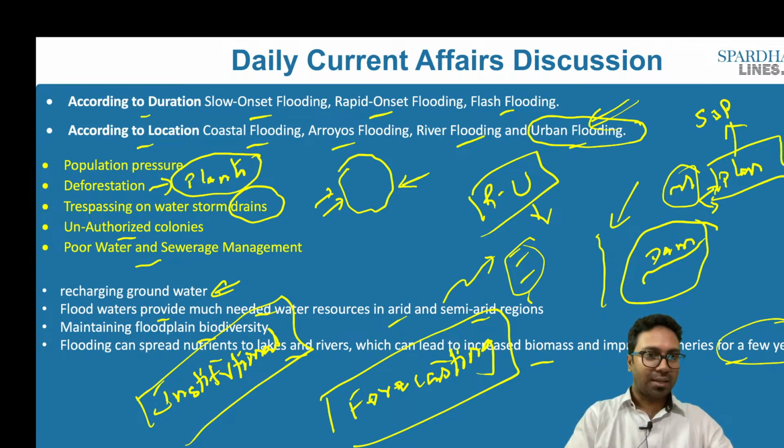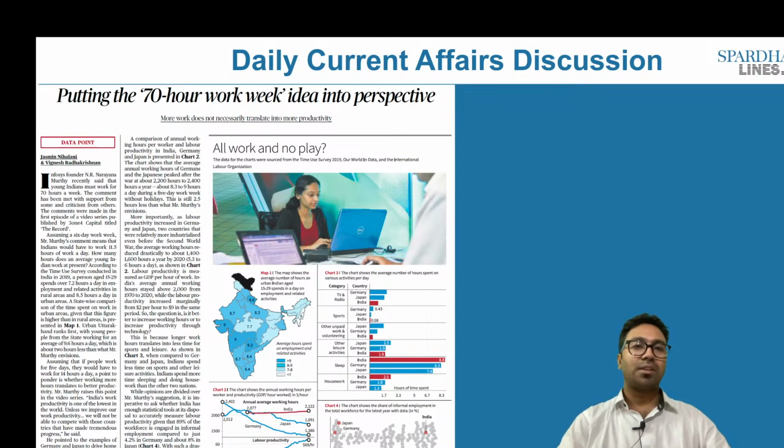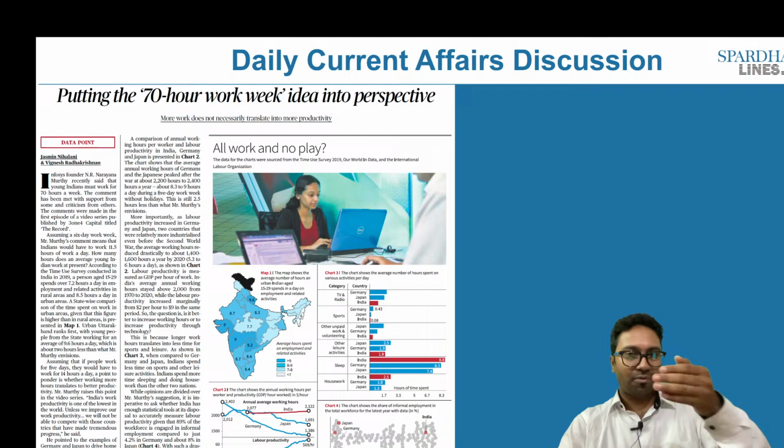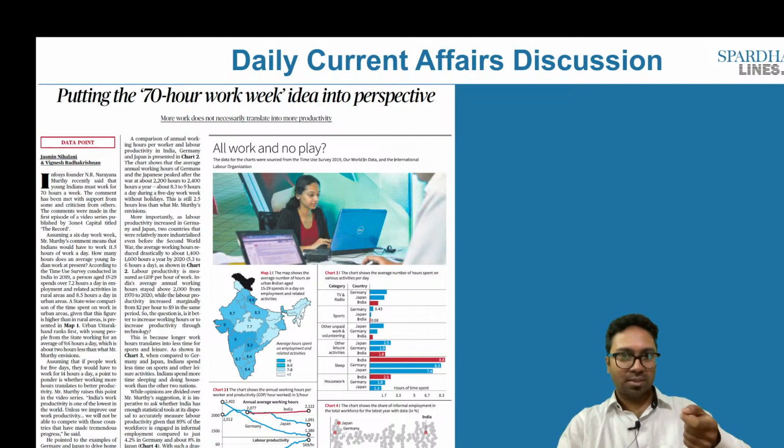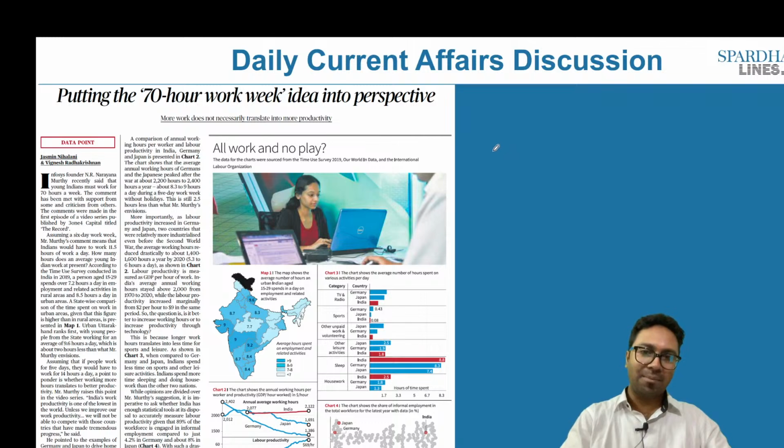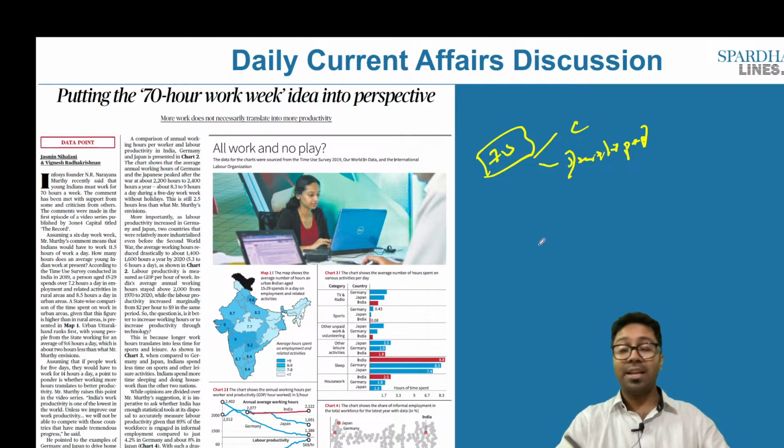Now let's look into the next article. This article says: putting the 70-hour work week idea into perspective. The article here is speaking about the recent statement made by one of the founders of Infosys, Narayana Murthy ji. He made a statement: for us to develop as a country, what we have to put in on a weekly basis is about 70 hours of work. If India has to compete with the likes of China or with any of the developed countries the world over, what we need is the younger generation putting in 70 hours of work.